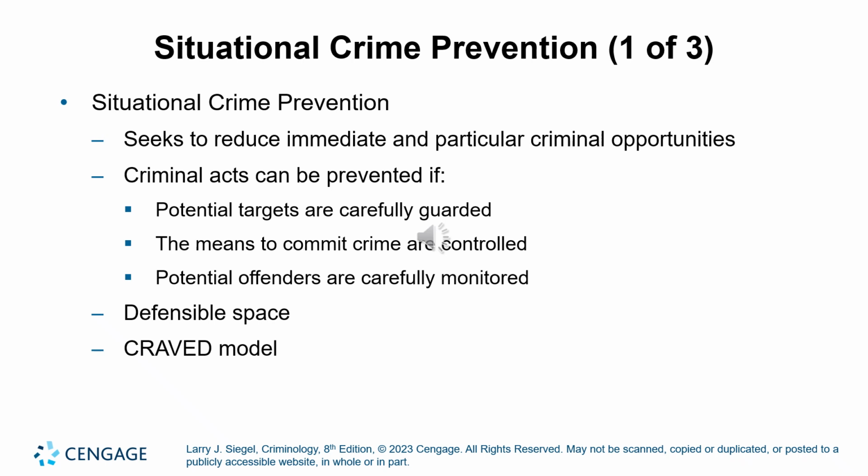We also look at the idea of defensible space, which suggests that when areas are designed to increase visibility and ownership, crime goes down. And then finally, the CRAVED model, which helps us understand what makes certain items attractive to thieves. Things that are concealable, removable, available, valuable, enjoyable, and disposable. Together, these concepts help explain how changing the environment can interrupt the decision-making process behind crime.